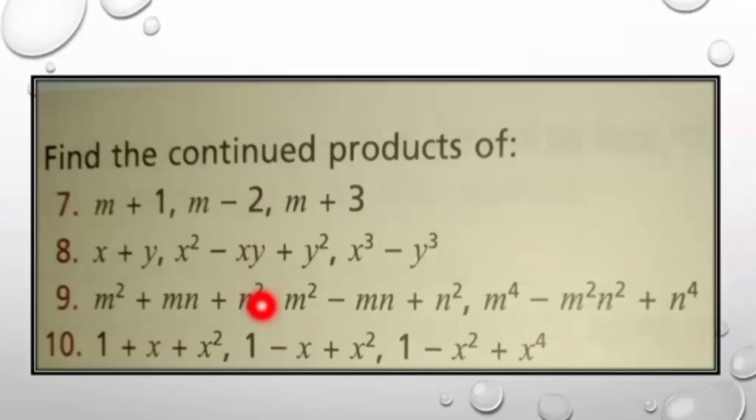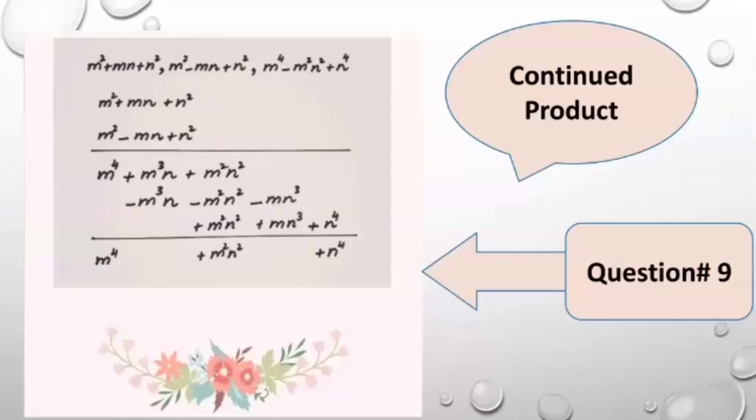In these questions of exercise 12a, we have to find the continued product. In continued product, we first multiply the first two polynomials and then we multiply the product of the first two polynomials with the third polynomial. Now we will do question number 9 and 10. I will solve these questions by the vertical method, but you can also solve these questions by the horizontal method. Let's see question number 9.